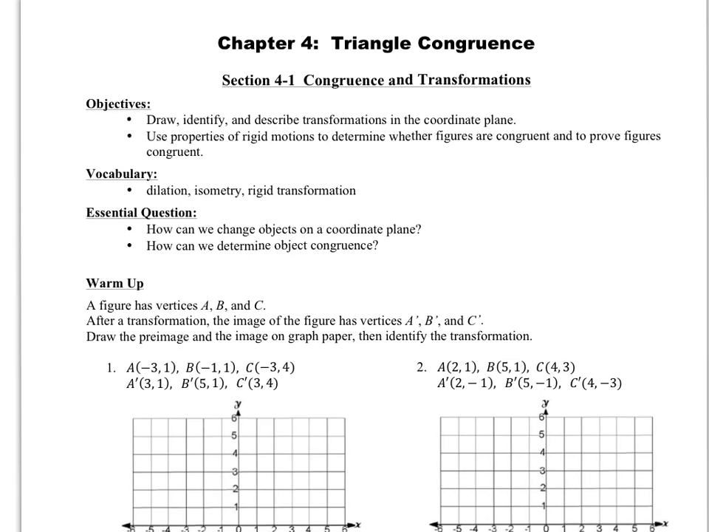So we're going to start out with the objectives: draw, identify, and describe transformations in the coordinate plane. Use properties of rigid motions to determine whether figures are congruent and to prove figures congruent. Dilation, isometry, and rigid transformation are our vocabulary for this section.